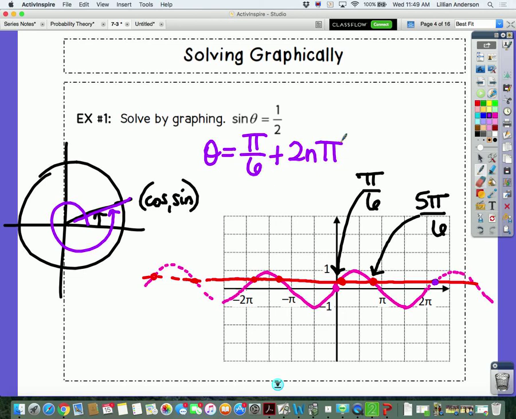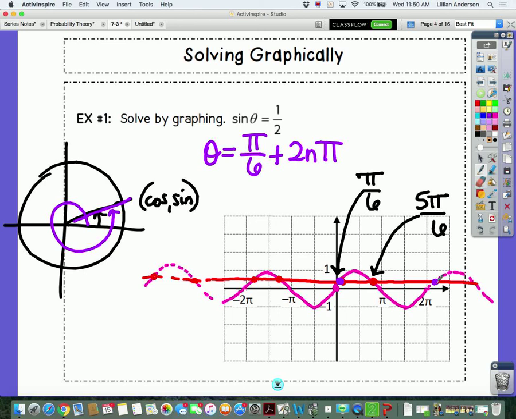It's like what we did when we wrote the asymptotes. We found one of our asymptotes, and then we determined how far apart they were. Same thing. We found where it hit 1/2, and then we figured out how far apart they were, which was 2 pi radians. That is a general solution.